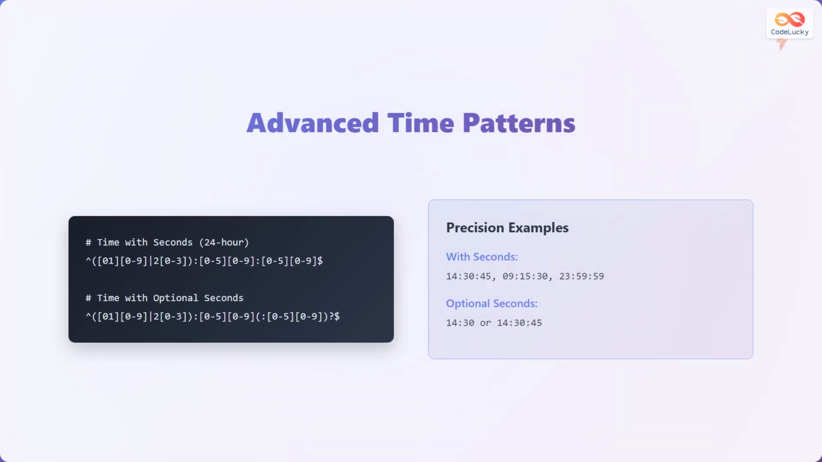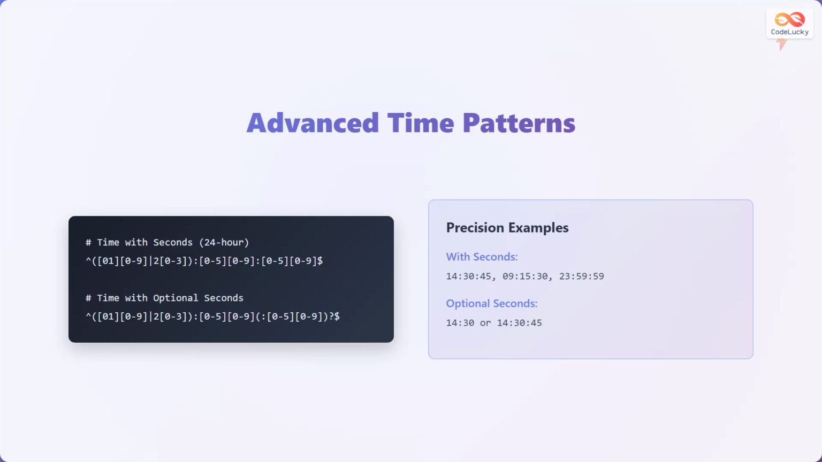Now let's move on to some advanced time patterns that include seconds. On the left are the regular expressions and on the right are examples. The first RegEx is for time with seconds in the 24-hour format. It expects hours between 00 and 23, then a colon, then minutes between 00 and 59, another colon, and then seconds between 00 and 59. The second RegEx is for time with optional seconds. It expects hours between 00 and 23, then a colon, then minutes between 00 and 59, and optionally a colon followed by seconds between 00 and 59.